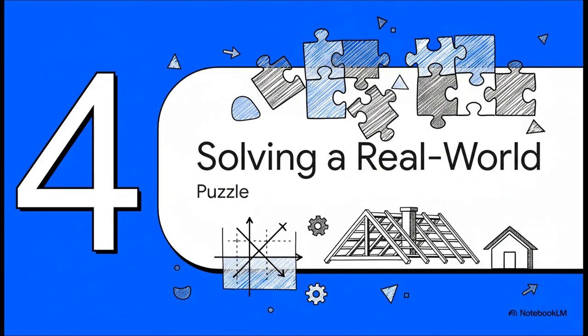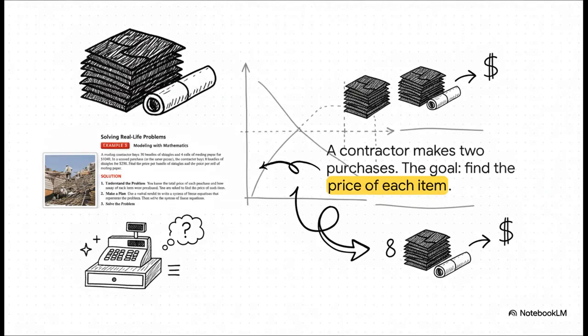Okay, this is where it gets really cool. We have this new superpower, right? Let's use it. Remember that roofing problem I mentioned at the very beginning? Let's go back to that and see how graphing can solve a totally real-world puzzle. All right, so here's the story again. Our contractor goes to the store twice. The first trip, they buy 30 bundles of shingles and 4 rolls of roofing paper, and the total bill is $1,040. On the second trip, they just grab 8 bundles of shingles, and that costs $256. The mystery we have to solve is, how much does one bundle cost, and how much does one roll of paper cost?